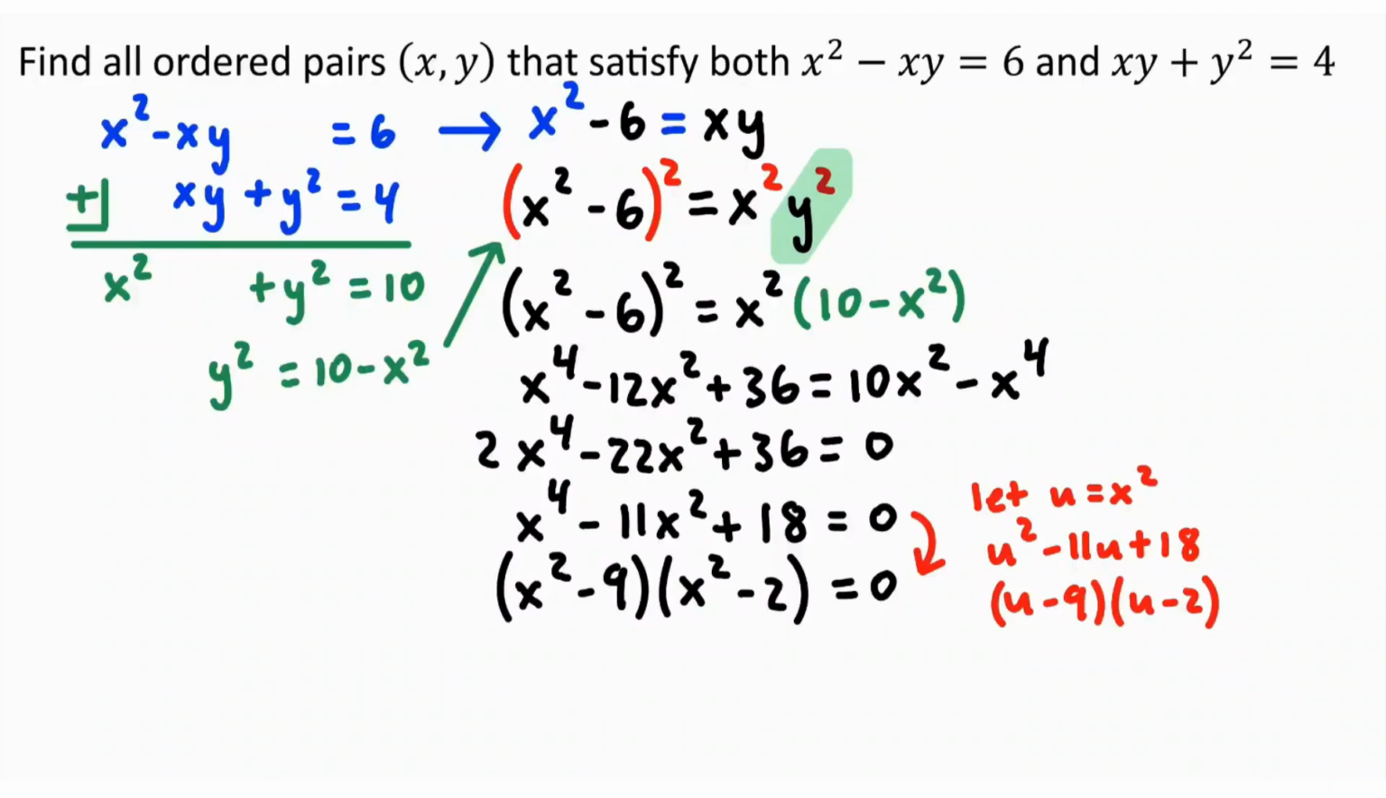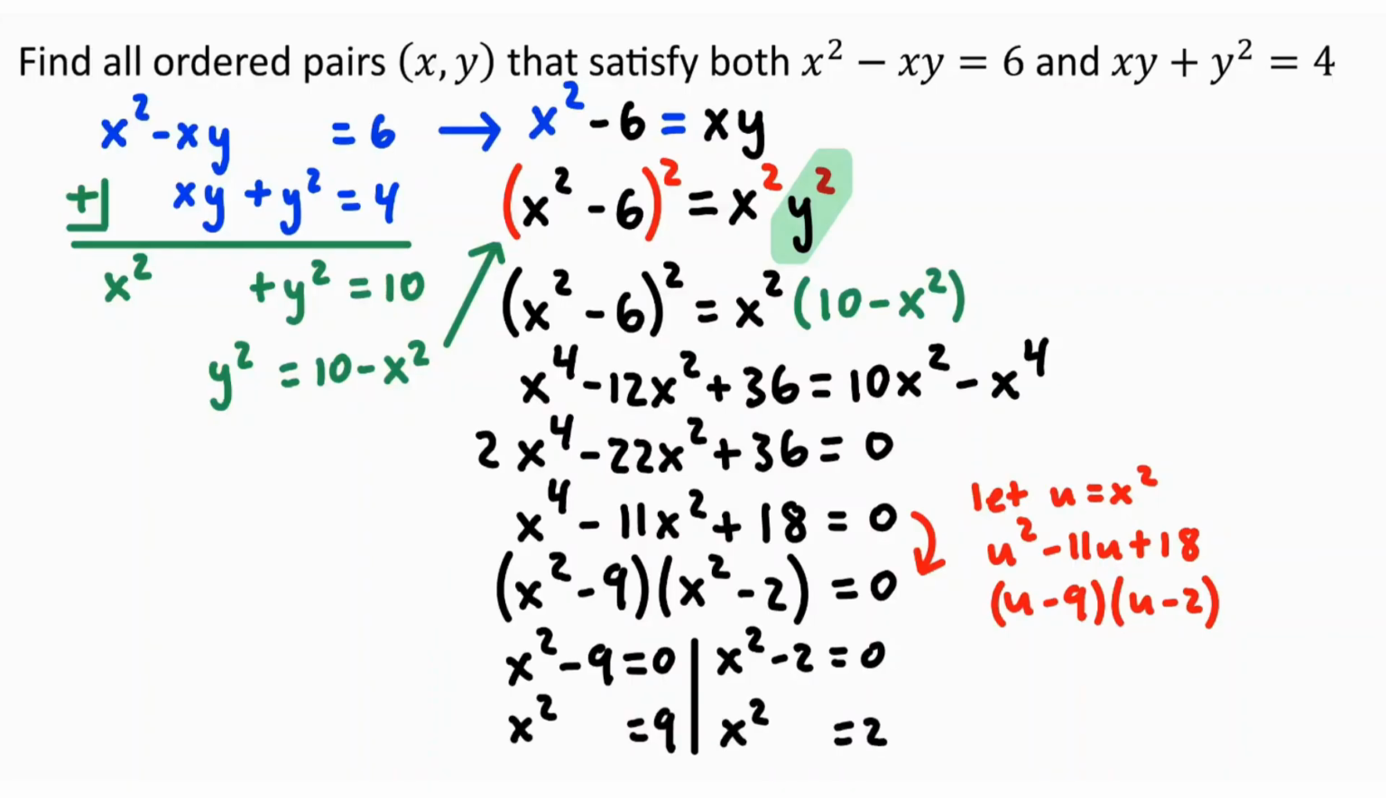So we'll use the zero product property to get x squared minus 9 is equal to 0 and x squared minus 2 equals 0. We'll solve each of them and we get x squared equals 9 and x squared equals 2. So we have x squared. We just need x now, and y squared and y. So let's clean this all up, make it look nice, and then let's solve them.